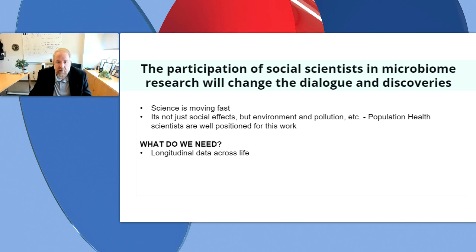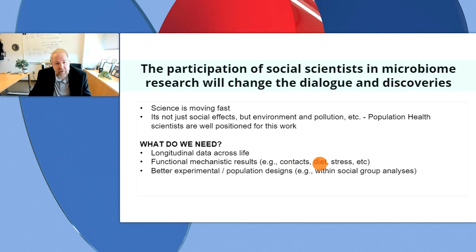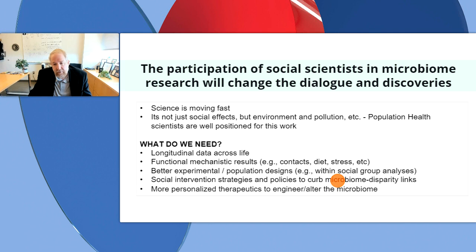What do we need? We need longitudinal data across the lifespan, which is obviously challenging from an organizational funding and financing perspective. We need functional mechanistic studies of whose people contacts are, real high level or low granular level data on diet, stress factors, etc. We need better experimental population designs, not just comparing between groups, but really going deep on within self-identity group analyses. We need social intervention strategies and policies eventually, if we gain enough knowledge to curb microbiome disparity links, and ultimately develop more personalized therapeutics to engineer and alter the microbiome. A one microbe fits all model is great, but how realistic that is may be challenged for some of the diseases that have disease incidence differences and where the microbiome differences are also apparent as well.